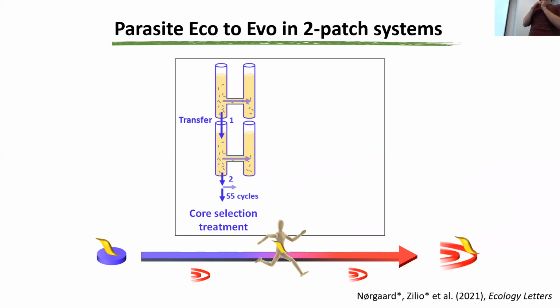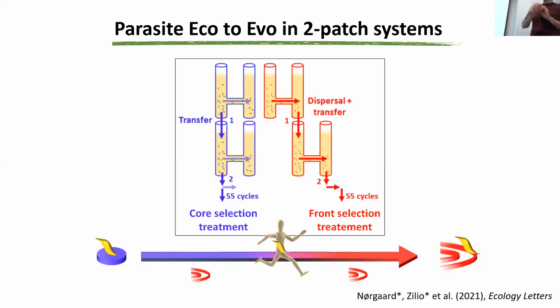So we started from a single clone. We grow them up, so we have a huge population, and then we infect that population. Once the infection was established, we start our long-term evolutionary experiment, where we introduce the infected individuals in the first tube. And first, we close the connection. And we decided to maintain a sort of core selection treatment, only the individuals that decide to stay.